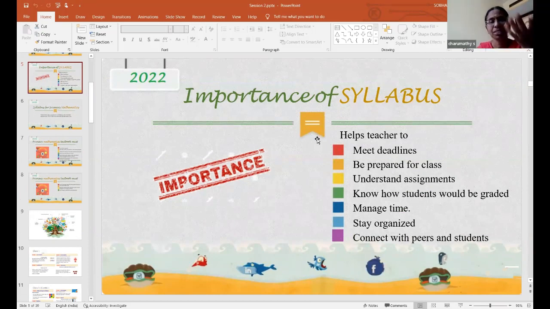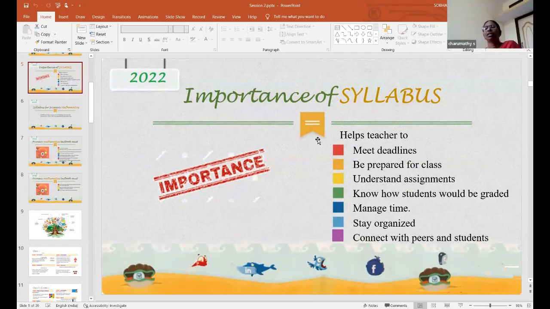Ma'am, instead of us sharing this, why can't the teachers share with us why it is important to frame a syllabus? It would be better because we are all experienced teachers. Teachers, can you all come up with some points as to why teachers must have a syllabus?